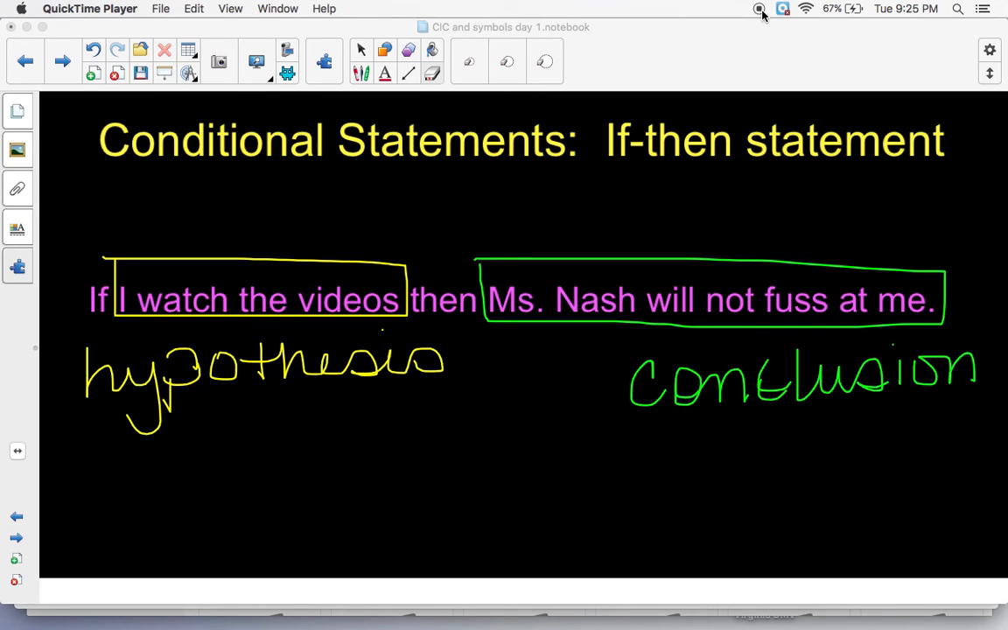All right? Your hypothesis has to happen before the conclusion to happen. So for instance, you're not going to get those new pair of shoes if you don't do what you're supposed to do in school. So the hypothesis has to come true first in order for the conclusion to also come true. All right?